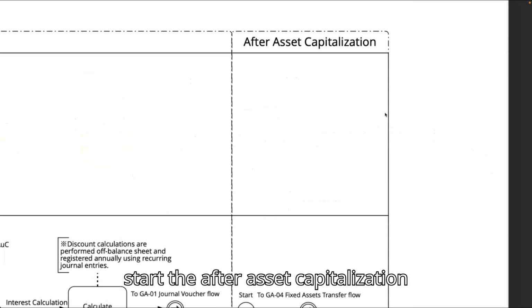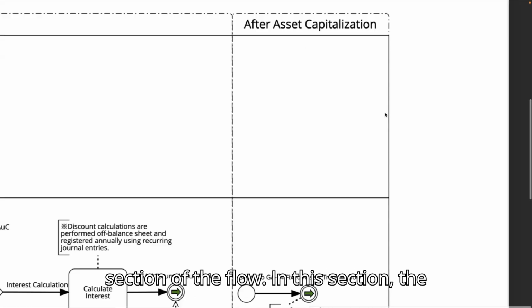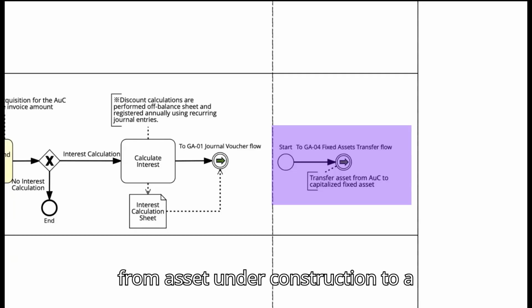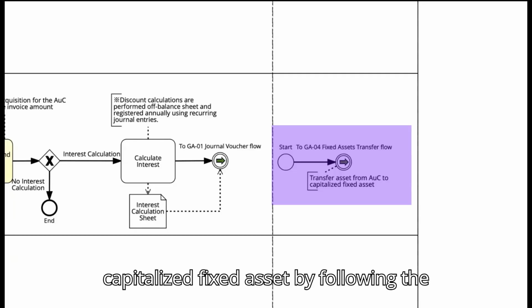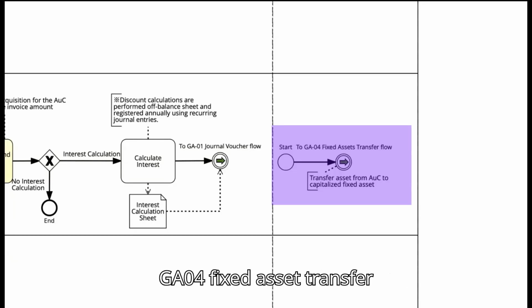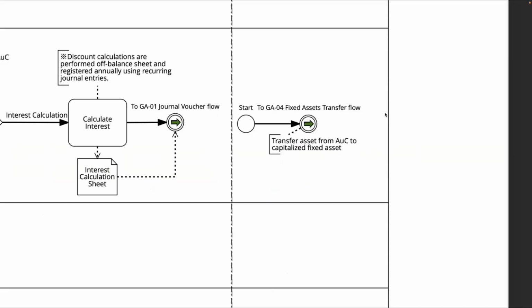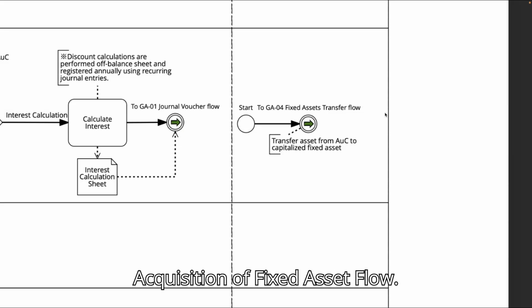Let's start the after asset capitalization section of the flow. In this section, the accountant needs to transfer the asset from asset under construction to a capitalized fixed asset by following the GA04 fixed asset transfer flow. This concludes the P2P-09 acquisition of fixed asset flow.